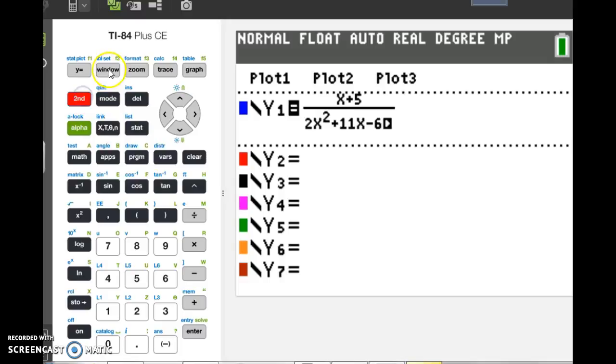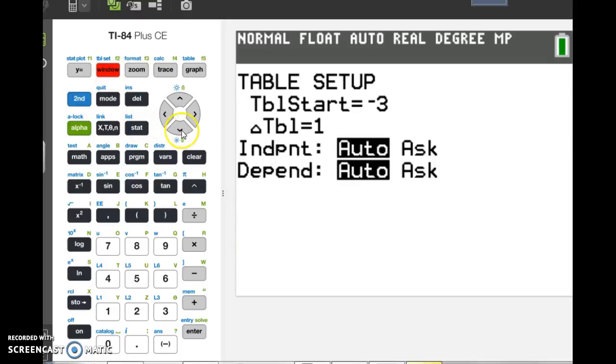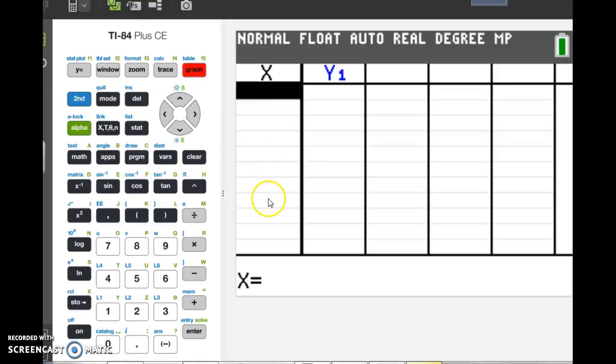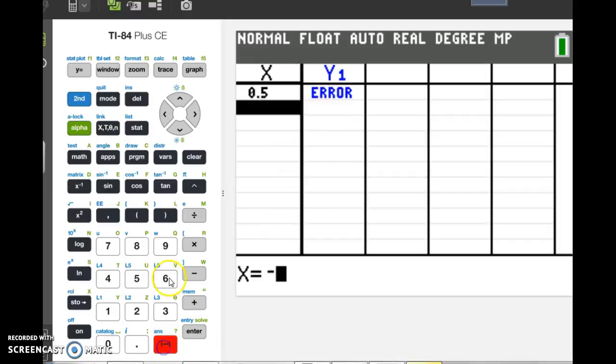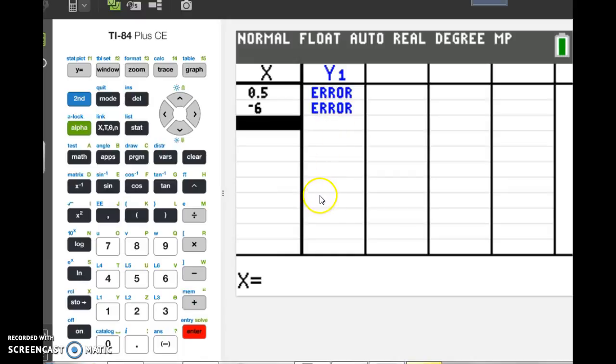So I'm going to go to my table set. I'm going to change this to ask. And then when I go to my table here, notice I have a blank screen. I'm going to put in 1/2 or 0.5, 1 divided by 2. And notice I get an error. That makes it divide by 0. That doesn't work. Okay, the other one was negative 6. Also an error. So those are the two values that make the equation undefined, because it'll make the denominator equal to 0. You can't divide by 0.